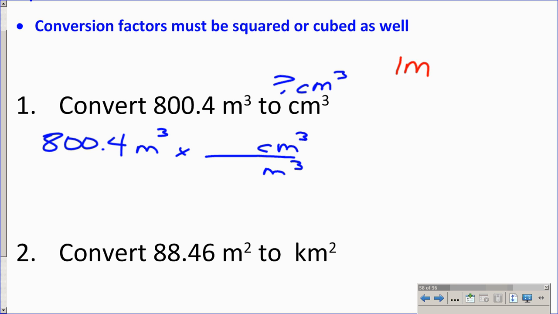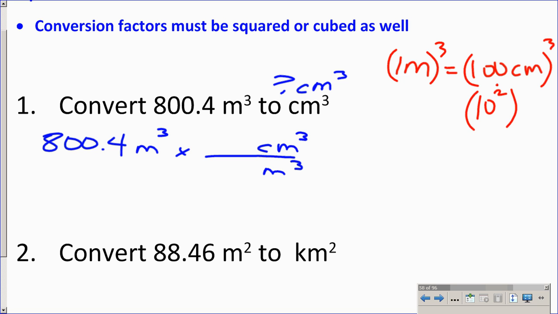100, right? Because it's only 2 decimals over. So 1 of these, 0, 0 to centi, so it'll be 100 centimeters. So 1 meter is equal to 100 centimeters. If I cube this to be meters cubed, I have to cube this to be centimeters cubed. But when I cube a 1, it's still a 1, right? But when I cube 100, it's 10 to the 6. It's 100, which is 10 squared cubed.